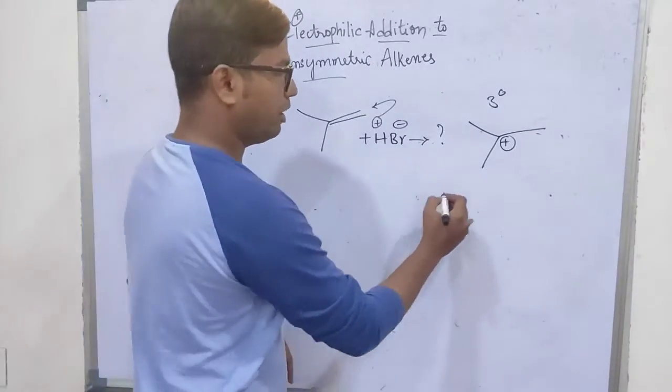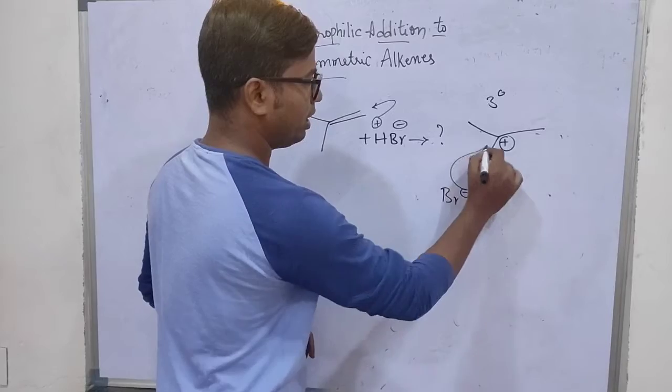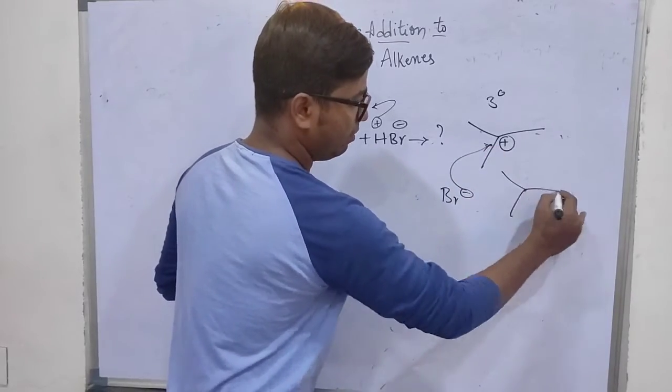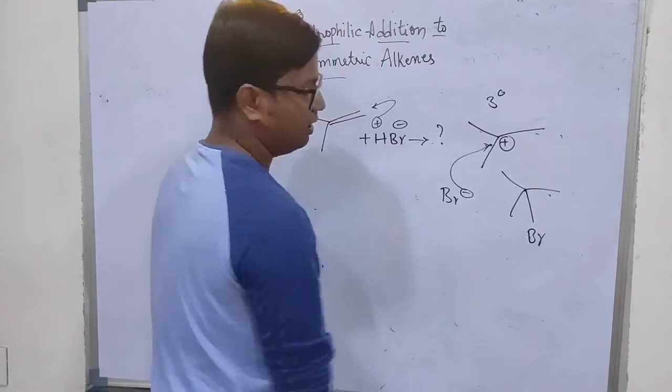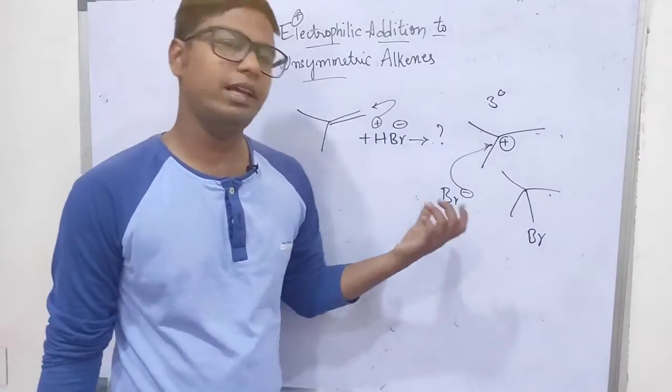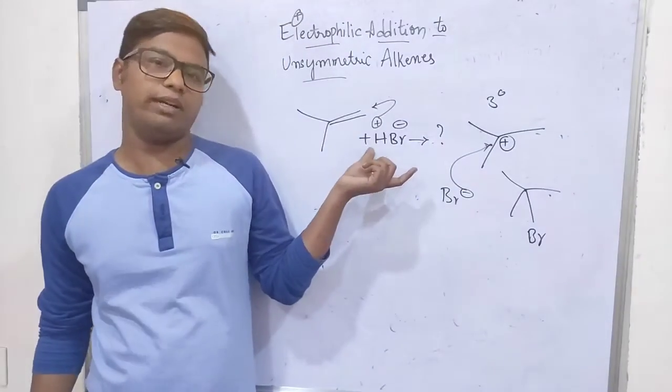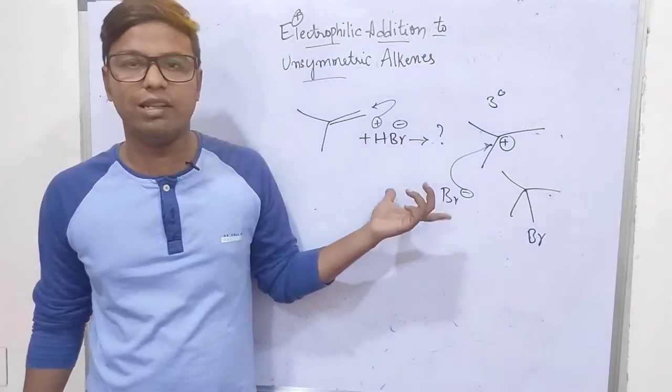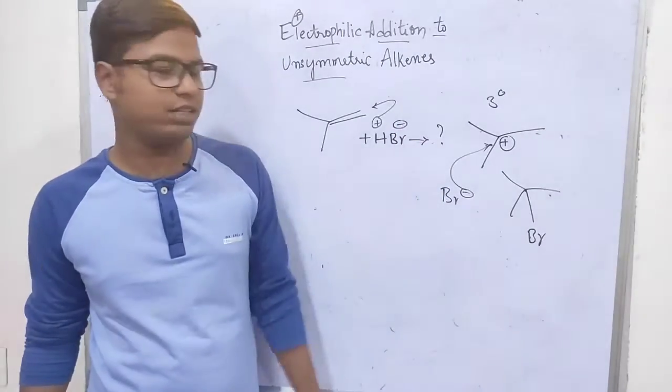So this is the major product where bromine is going to attack the tertiary carbocation, and the resulting compound formed is this compound. Okay, so this is one of the good examples we can say. So let's take another example here and we will understand the mechanism still better.